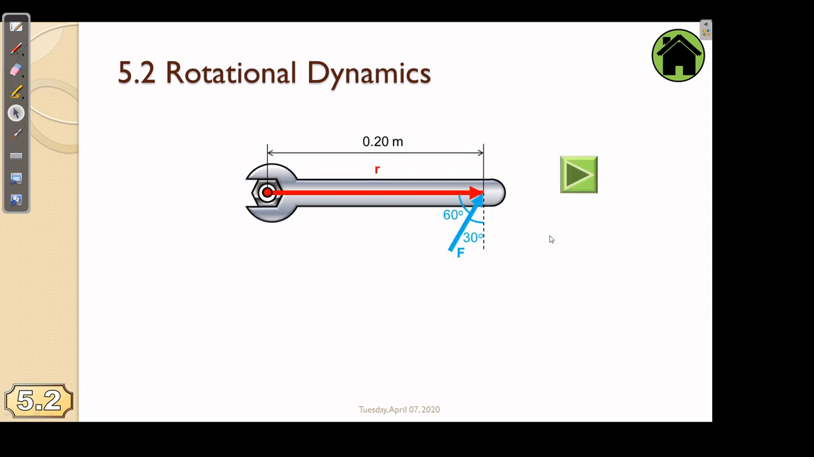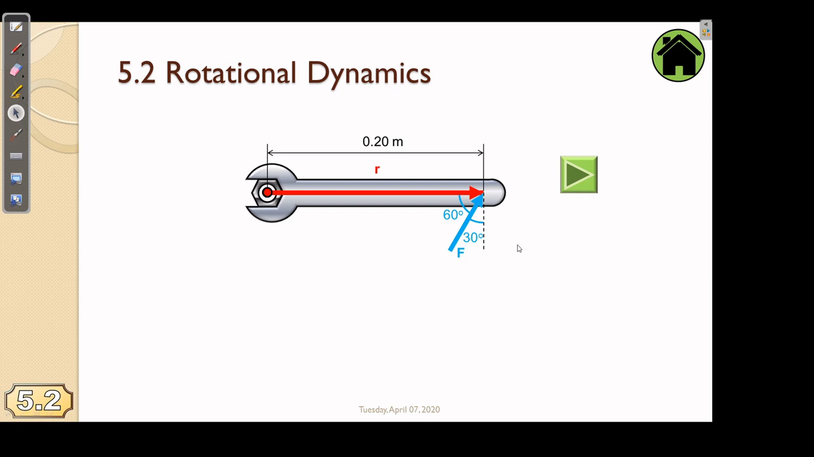Alright, but what happens if the force is not being applied at an angle of 90 degrees? In this situation, the force is being applied at an angle of 30 degrees to the perpendicular, or 60 degrees to the radius of rotation. And that 60-degree angle is actually the one that we're going to be concerned about.